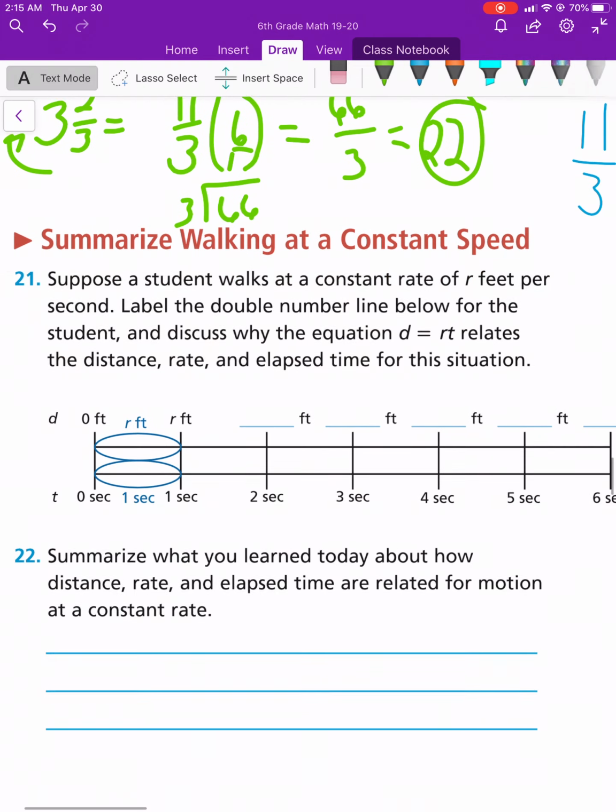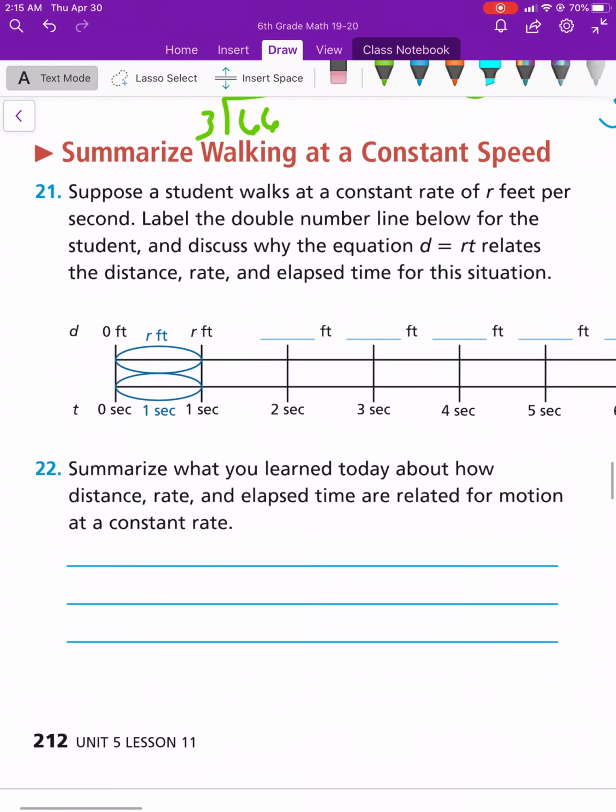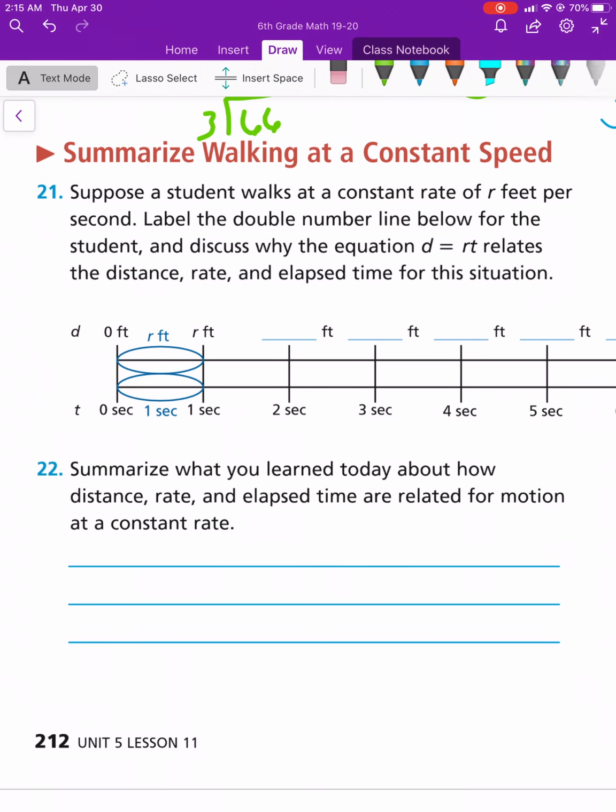Okay. So we're going to get a little bit more challenging here. Suppose the student walks at a constant rate of r feet per second. Label the double number line below for the student and discuss why the equation d equals r times t relates the distance, the rate, and the elapsed time for the situation.